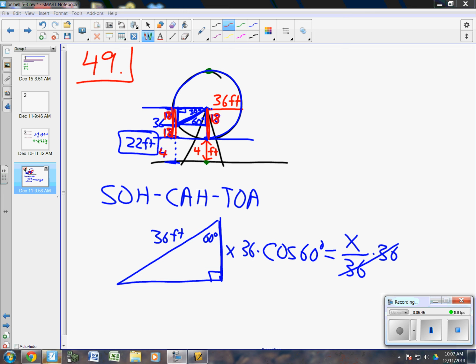Good job, Trevor. Because on the unit circle, we know the cosine of that 60-degree angle is 1/2, right? That's what we should have done. I knew there was a way to do it using the unit circle. I wasn't thinking about that.